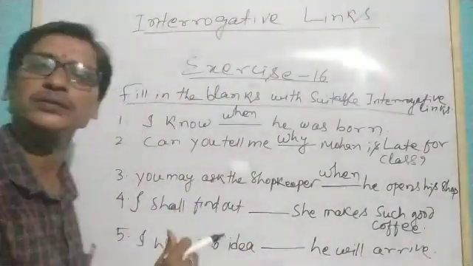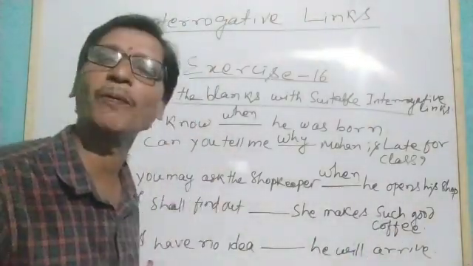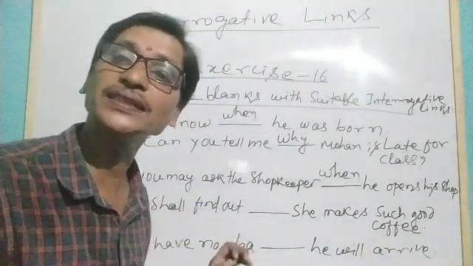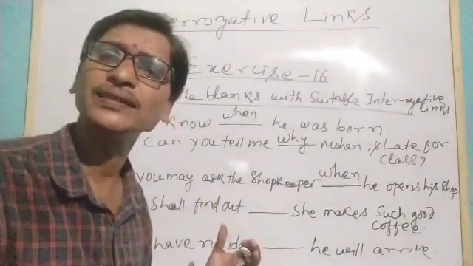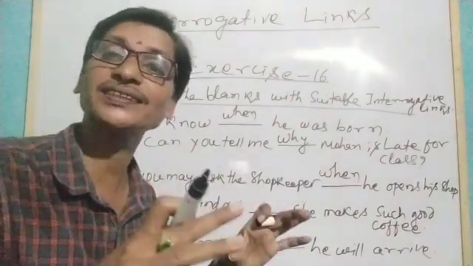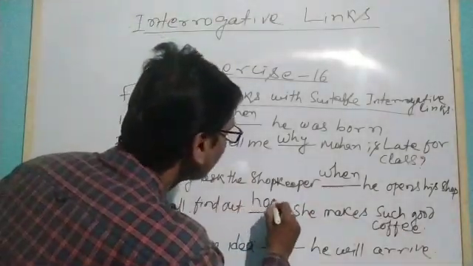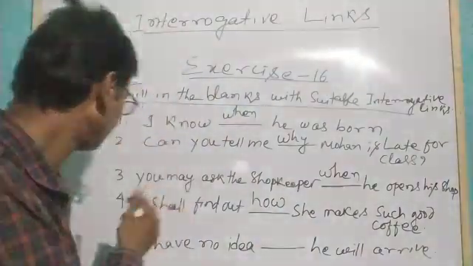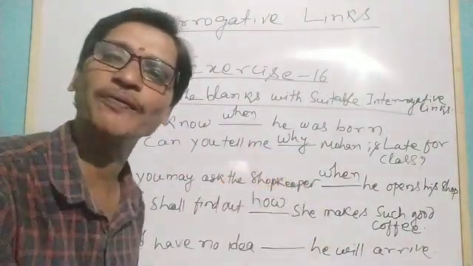Similarly, I shall find out dash she makes such good coffee. Here we can never use when she, or what she. So here, what shall I find out? The process, the way of making coffee. Therefore, we can use how. How she makes such good coffee. I shall find out how she makes such good coffee.